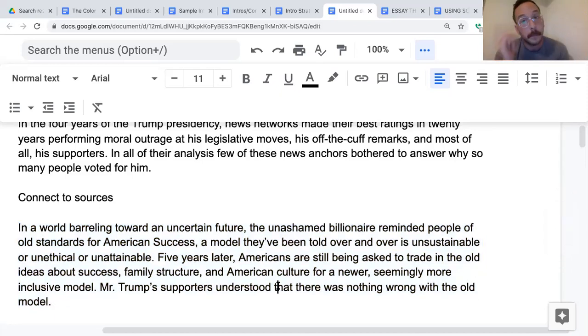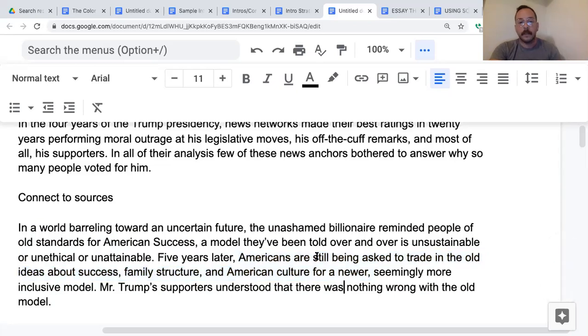Okay, can you spot where I mentioned our readings? Can you guess? I mentioned them right here. Americans are being asked to trade in the old ideas about success, family structure, and culture. Old ideas about success, Courtney Martin's The New American Dream. Family structure, Gerstle and Sarkeesian's The Color of Family Ties. And American culture, How to Tame a Wild Tongue.